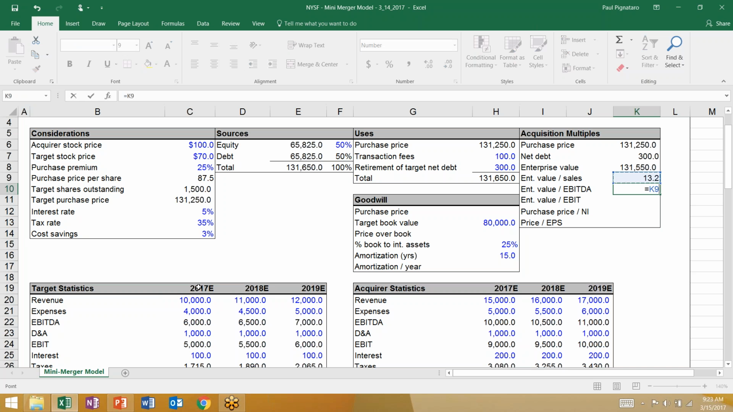Then we're going to look at the enterprise value divided by EBITDA, and enterprise value divided by EBIT. Okay? You guys getting that?